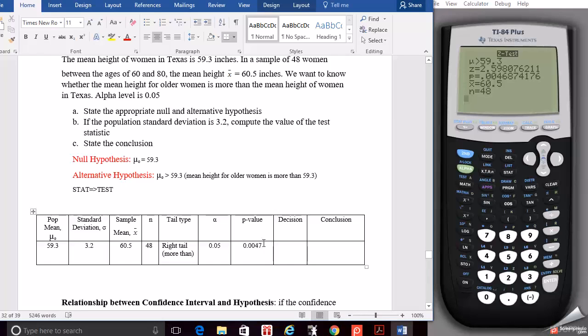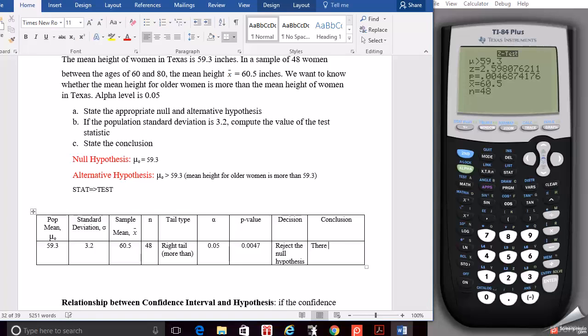Now you compare the p-value with your given alpha. The alpha level is 0.05. Remember we said that if the p-value is less than the alpha level, you will reject the null hypothesis. The p-value is less than alpha in this case, so we reject the null hypothesis. So say: reject the null hypothesis. And then what do we conclude?